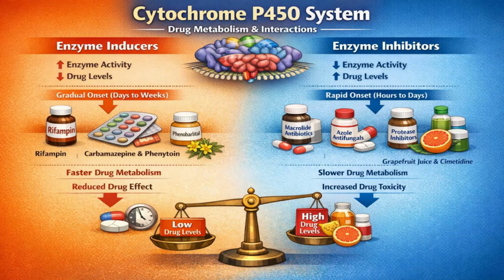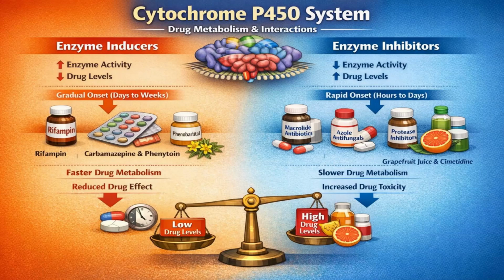This leads to faster drug metabolism, reduced plasma drug concentrations, and potentially decreased therapeutic effect. Enzyme induction develops gradually over days to weeks because it requires new enzyme synthesis. Common enzyme inducers include rifampin, carbamazepine, phenytoin, phenobarbital, and St. John's wort. In contrast, enzyme inhibitors decrease cytochrome P450 enzyme activity, slowing drug metabolism.